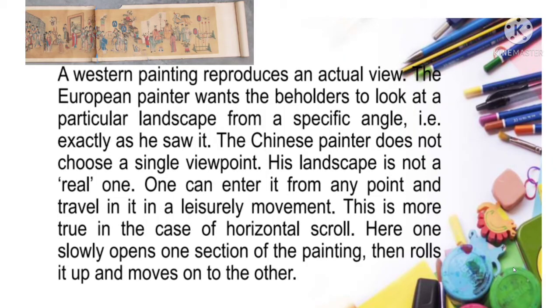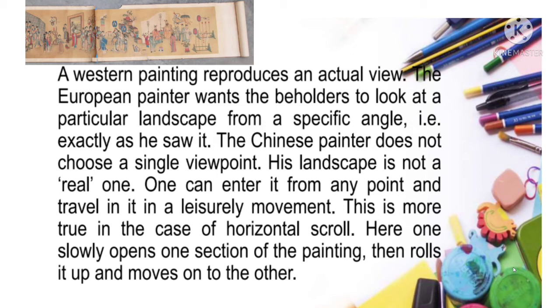A Western painting reproduces an actual view. The European painter wants the beholders to look at a particular landscape from a specific angle, exactly as he saw it. The Chinese painter does not choose a single viewpoint. His landscape is not a real one. One can enter it from any point and travel in it in a leisurely movement.